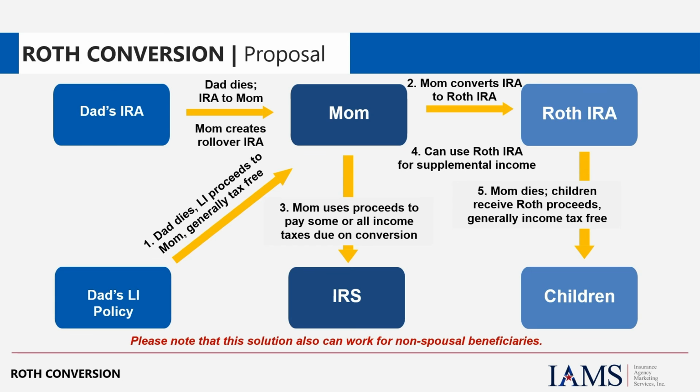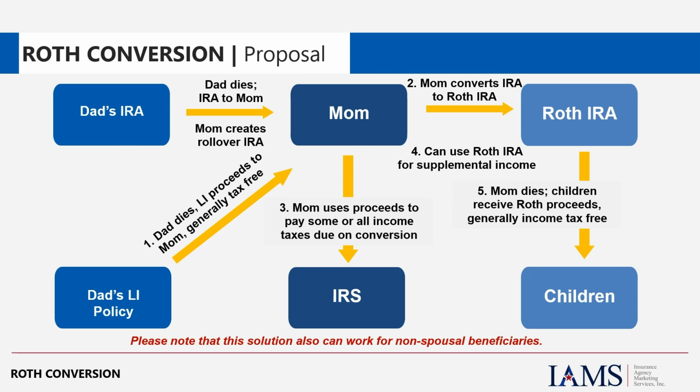And so dad passes away, mom gets the IRA funds and also the life insurance proceeds. Mom now wants to convert that IRA to a Roth, which we know is going to incur some taxes. But not to worry here, because we have the life insurance benefits to help offset those taxes. And so now mom has successfully converted to a Roth. She's paid the taxes on the conversion.